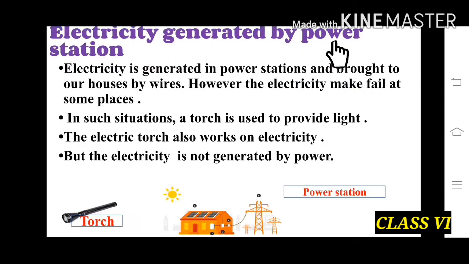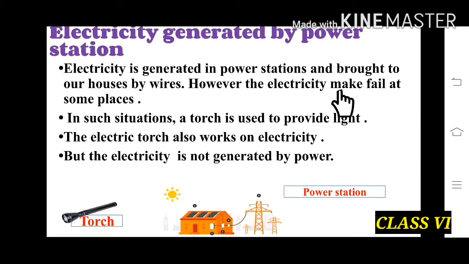Electricity generated by power stations. Electricity is generated in power stations and brought to our houses by wires. So in this picture we can see that there is a power station, and through this power station the electricity is being brought to our houses through wires.